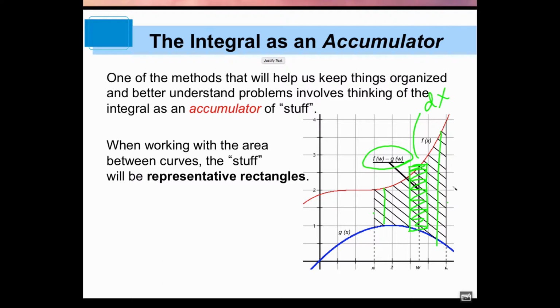So the process here is figure out the area of one rectangle and then add up all the infinite number of rectangles. And when you're done, you'll have the area of the entire region. Make sense? Yeah. Okay, good.